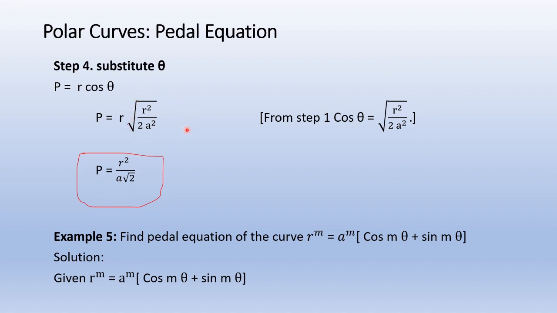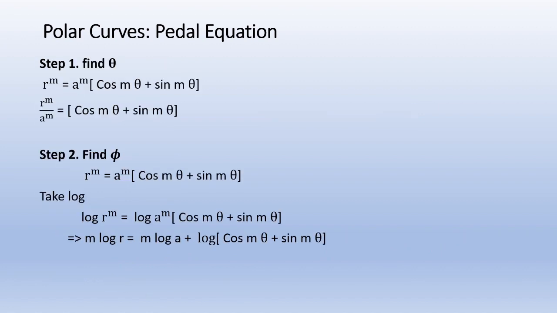Solution. Given this, step 1, find theta. In this, bring a to the power m to the left hand side. r to the power m by a to the power m is equal to cos m theta plus sin m theta. Step 2, find phi. Take log, we get this. Using logarithmic property, it can be written as m log r is equal to m log a plus log of cos m theta plus sin m theta.